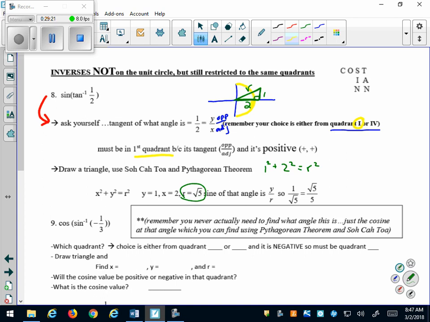We know that r now is the square root of 5. And we're taking the sine, and sine is opposite over hypotenuse. In our triangle, opposite is 1, hypotenuse is root 5. And then you rationalize the denominator, and you end up with root 5 over 5.